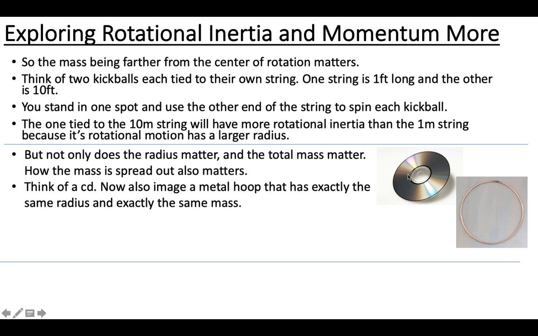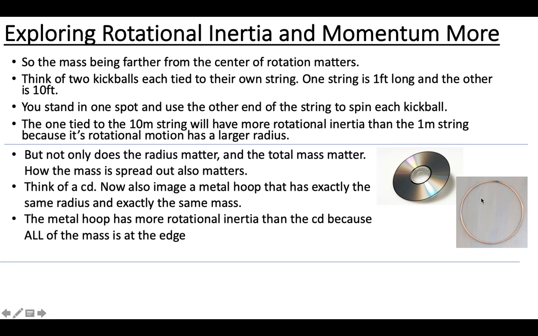What's different about these things? They should have the same inertia, right? Same M, same R, but they don't. The metal hoop has more rotational inertia than the CD because all of the mass is at the edge for the hoop, right? There's nothing in the middle.